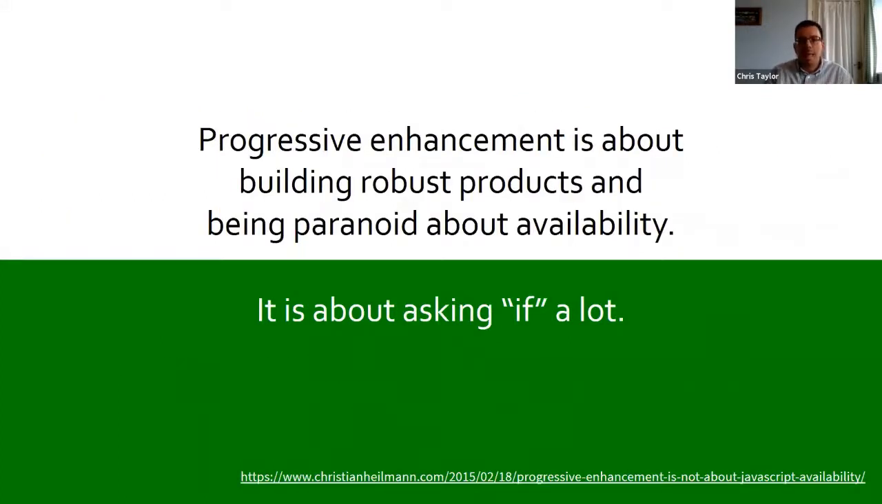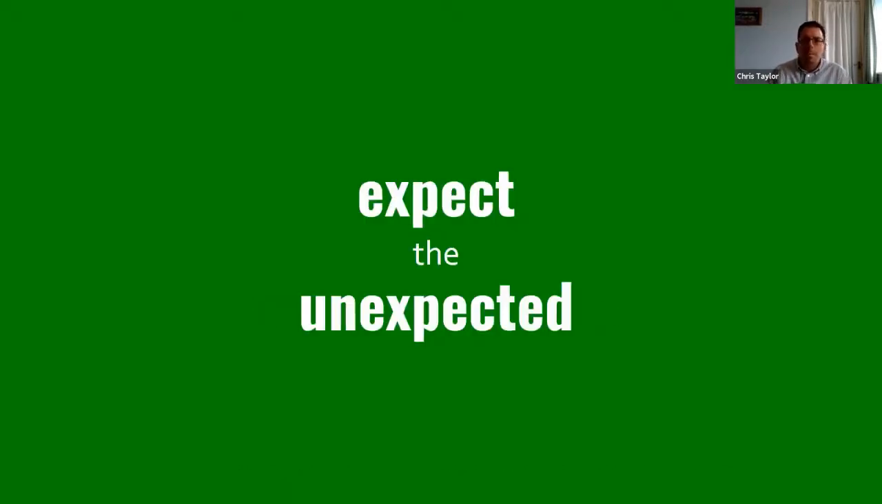Now, it basically means asking "if" a lot, really. If this file is missing, if this API call fails, if the browser doesn't execute the script correctly, what happens then? It's only when we consider all of those different ifs, all of those different things, that we question our assumptions, that we can truly make resilient websites. Because we as developers on the web have to expect the unexpected.